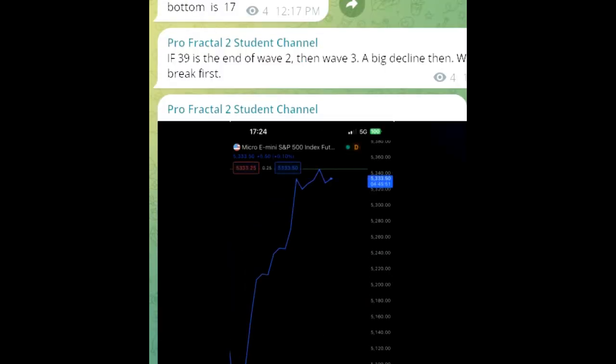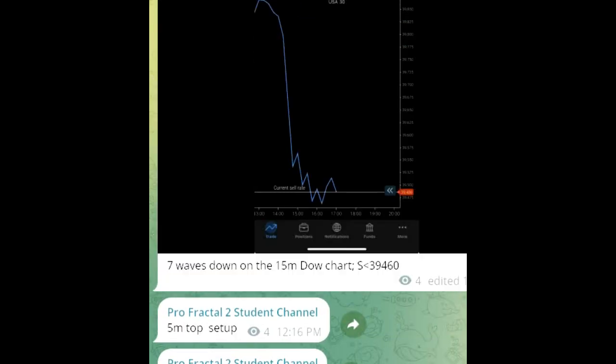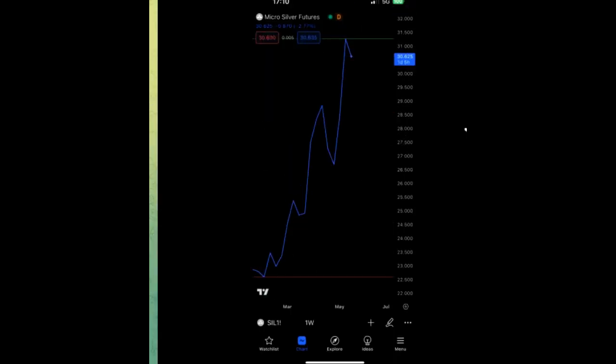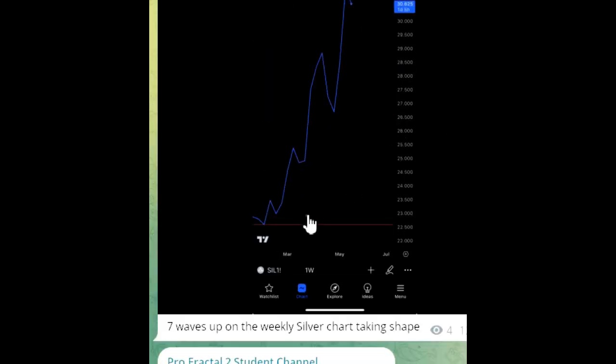Okay, do we have anything else of interest here? Oh, very typical decaying fractal bottom here. And silver, I mentioned silver made a top. Neil is looking at this on a daily basis here.